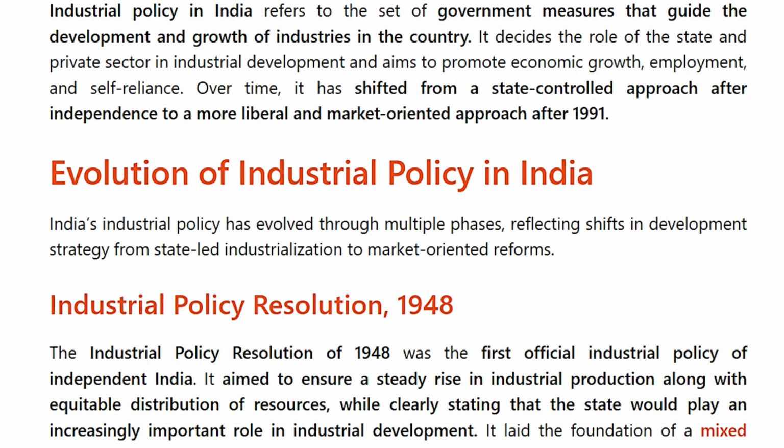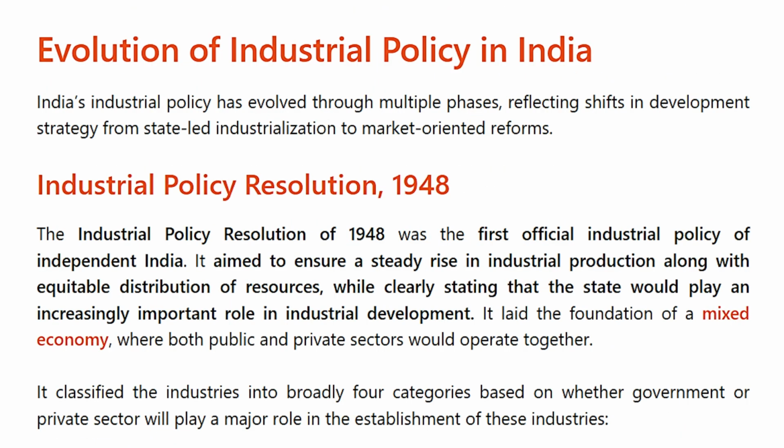Evolution of industrial policy in India. India's industrial policy has evolved through multiple phases, reflecting shifts in development strategy from state-led industrialization to market-oriented reforms. Industrial Policy Resolution, 1948. The Industrial Policy Resolution of 1948 was the first official industrial policy of independent India. It aimed to ensure a steady rise in industrial production along with equitable distribution of resources, while clearly stating that the state would play an increasingly important role in industrial development.